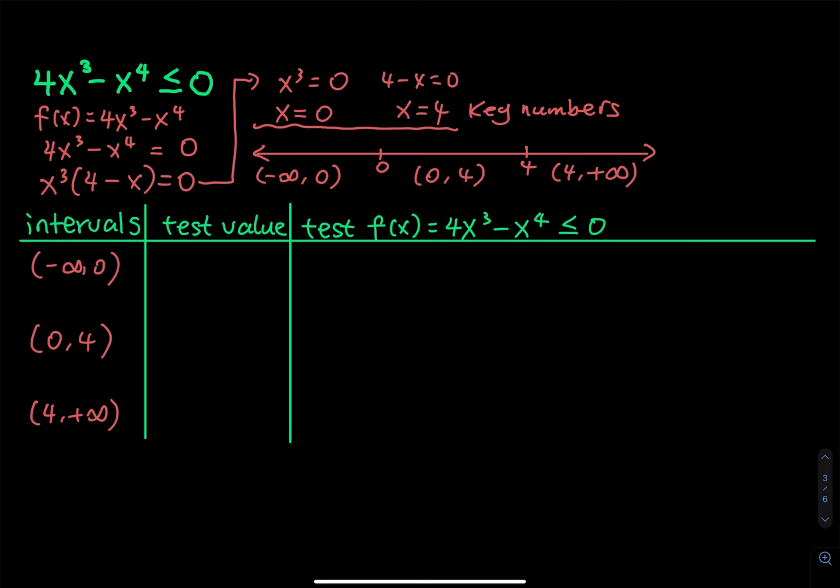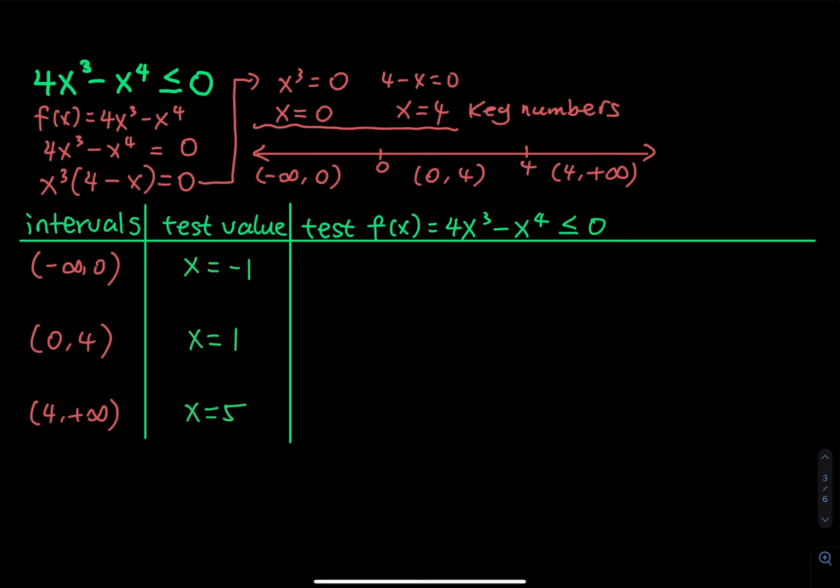For the test value, I will pick something simple. From negative infinity to 0, yes, you can pick negative 105, but when you plug it into the function, you have to deal with big numbers. I will just pick something easy like negative 1. Here I will pick a 1, and here I will pick a 5. Plug it into the function to see whether it's less than or equal to 0, because the given problem is less than or equal to 0, and I already let everything on the left hand side equal my function.